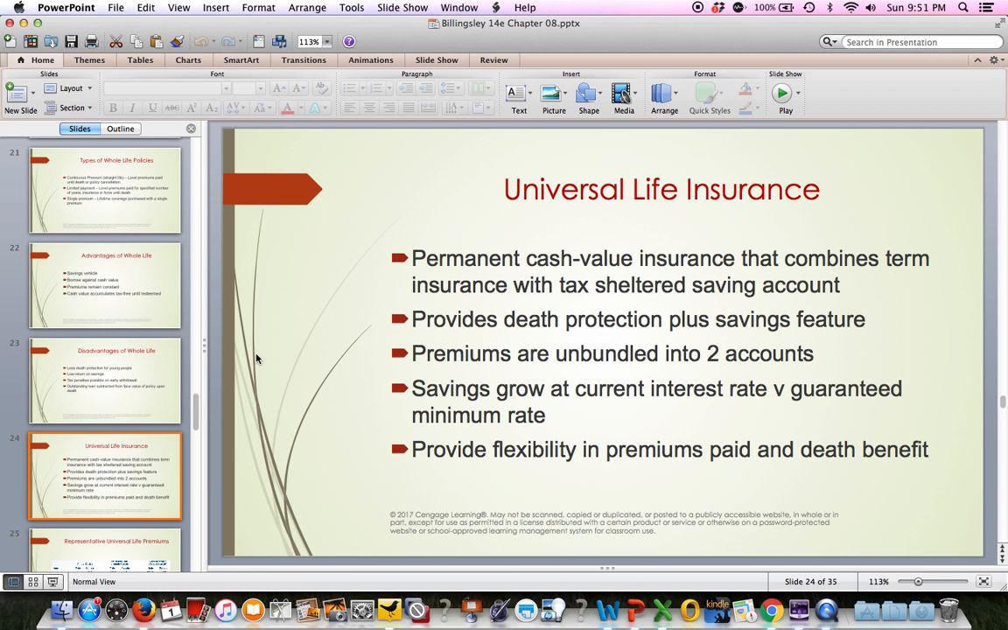There's also something called universal life insurance, which actually isn't a bad deal. It's almost a hybrid between term and whole life. Permanent insurance with cash value that combines term insurance with tax-sheltered savings, providing death protection plus savings. Premiums are unbundled into two accounts. Savings grow at current interest versus a guaranteed minimum, and it provides flexibility of premiums paid and death benefits. So it offers some flexibility and a little bit of the benefits of term and whole life. The interest you earn will be either a guaranteed minimum, or it could be higher based on certain economic factors.